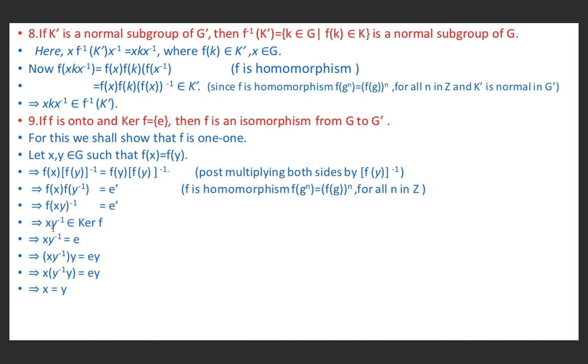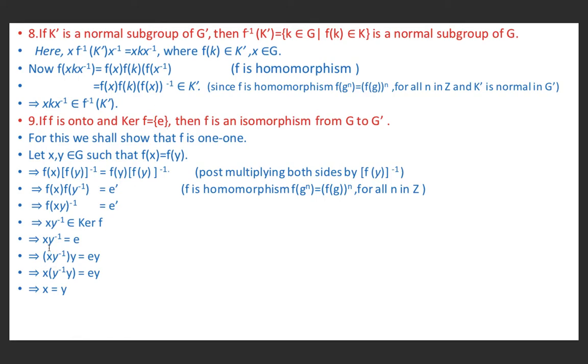And this implies xy⁻¹ belongs to kernel of f, because the image of xy⁻¹ under f, that is f(xy⁻¹), is equal to e dash. It means xy⁻¹ belongs to kernel of f. It means xy⁻¹ is equal to e because kernel of f is given to be {e}.